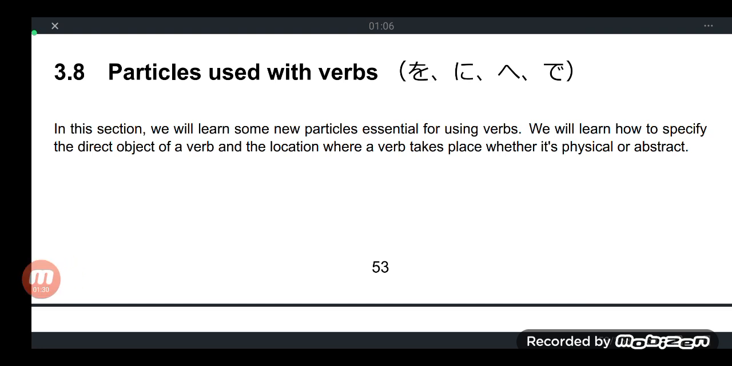So now, these particles used with verbs are a very essential part of the grammar, because in English grammar we could regard them as prepositions, like the, to, in, with.